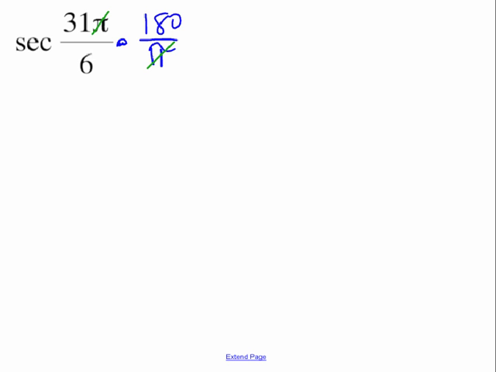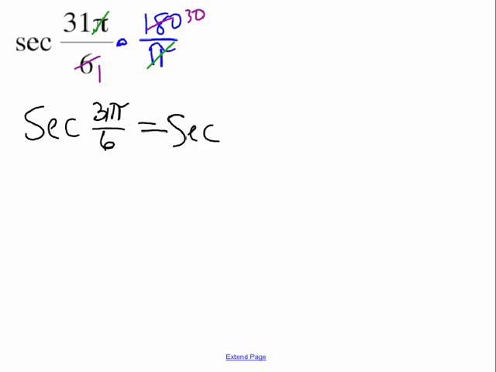So anyway, the pi's cancel, and then the 6 and the 180 are going to reduce to a 1 and a 30. And of course, then what I'm going to have is the secant of 31 pi over 6 is the same thing as the secant of 31 times 30, which is some big number, 930. Okay, here's the deal with this.